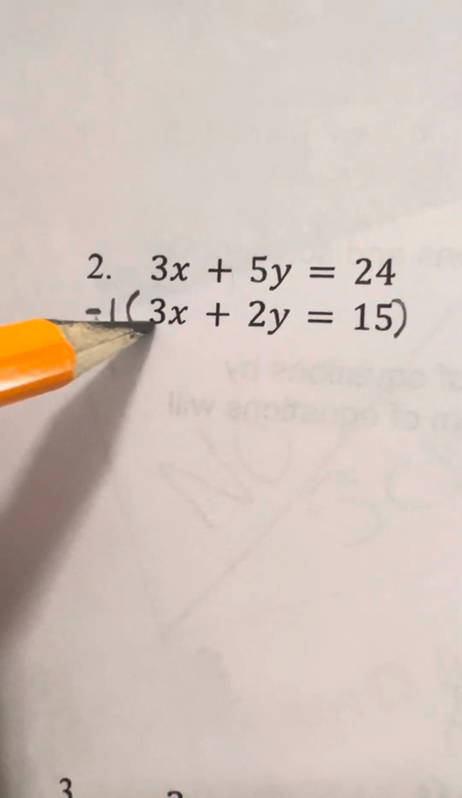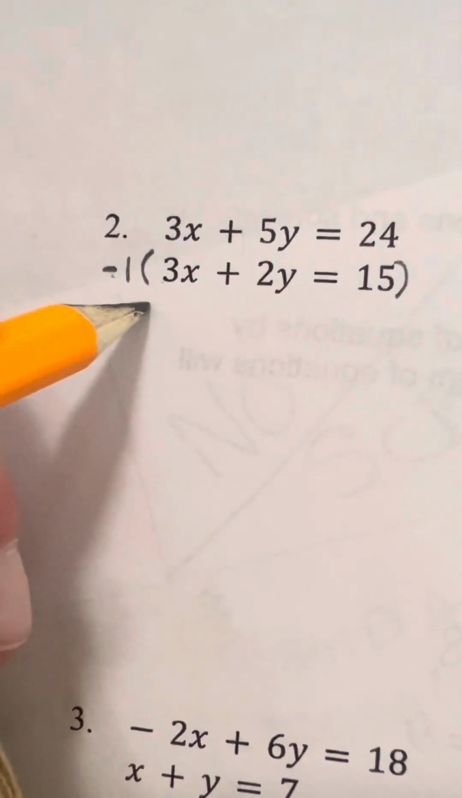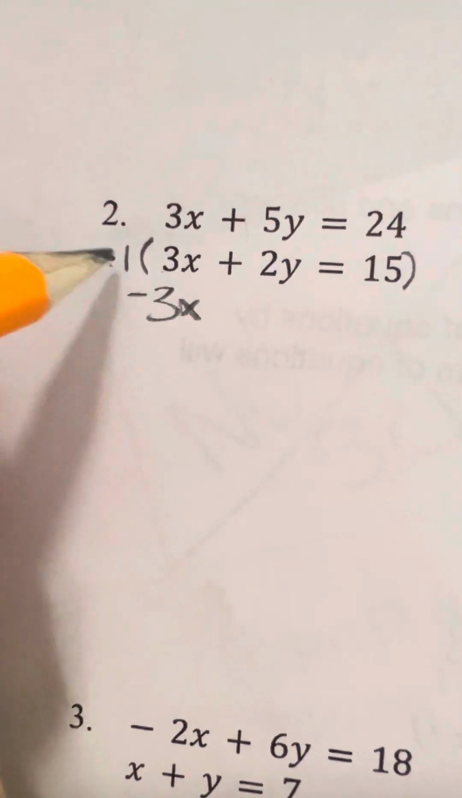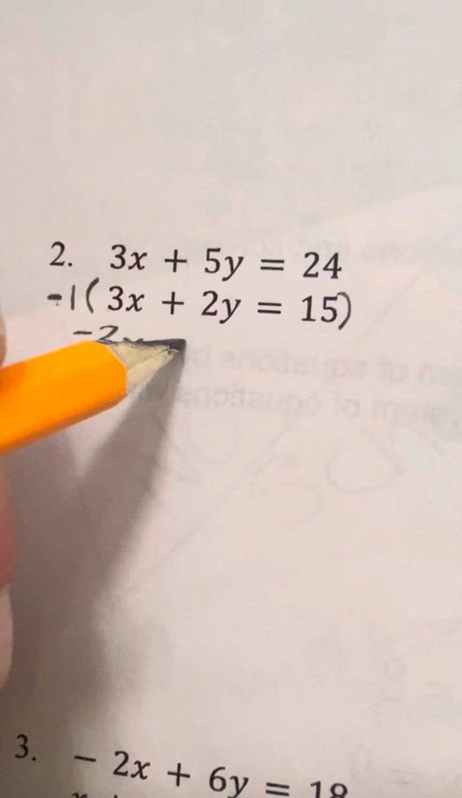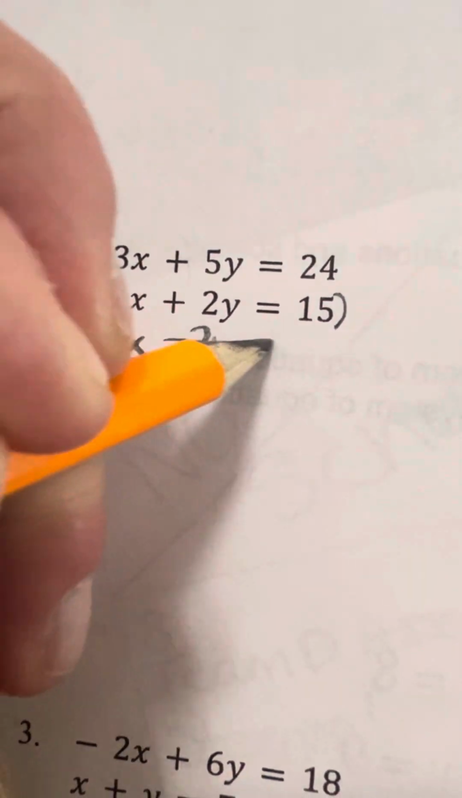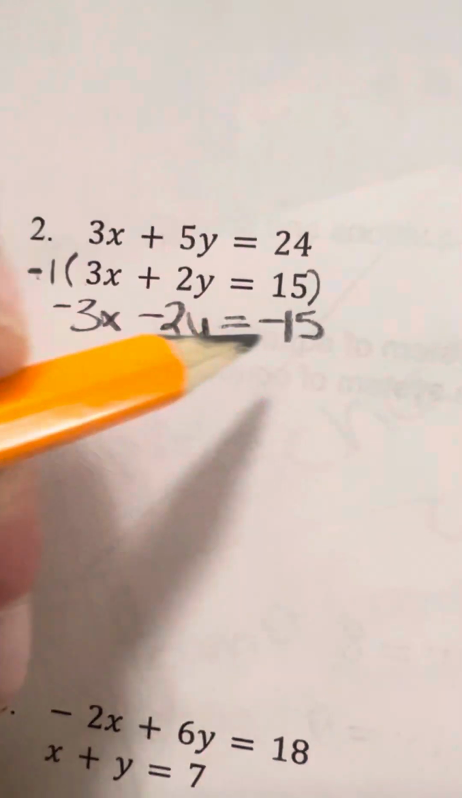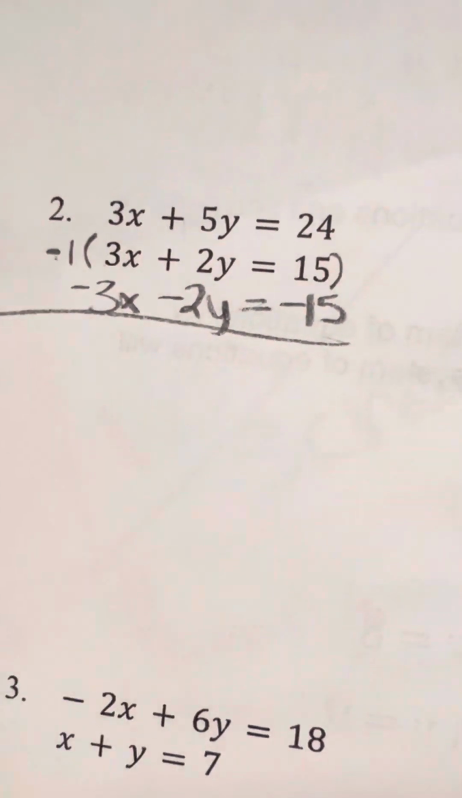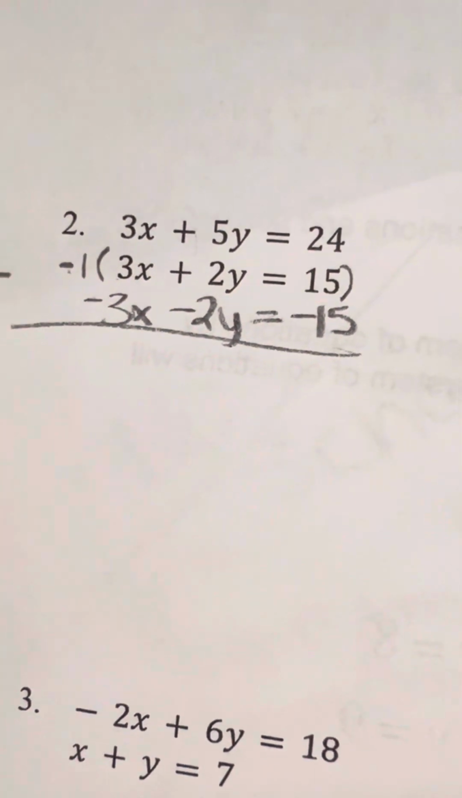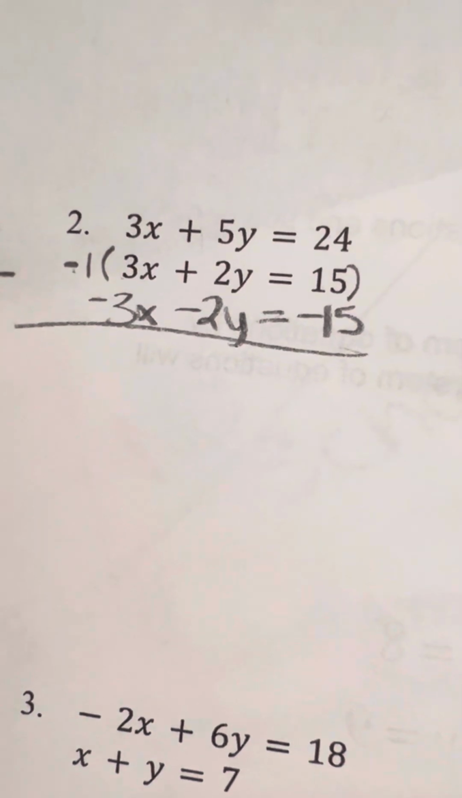So -1 times the positive 3x would give me a negative 3x. -1 times the positive 2y would give me a negative 2y. And then -1 times 15 gives me negative 15. So now that I have that, I'm going to add all these together. This is only one way to do this. You can do it other ways, but I'm just going to show you this way.